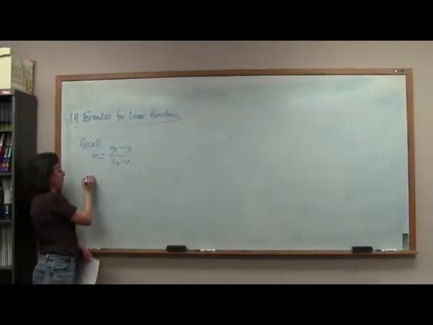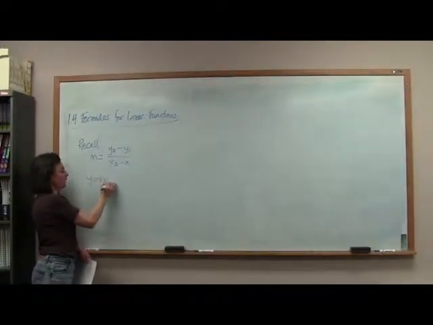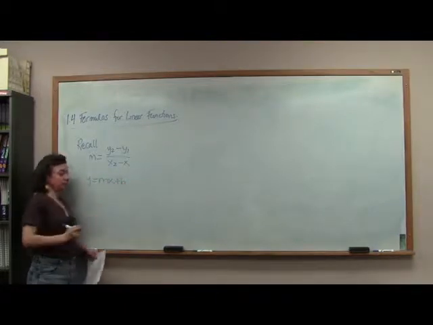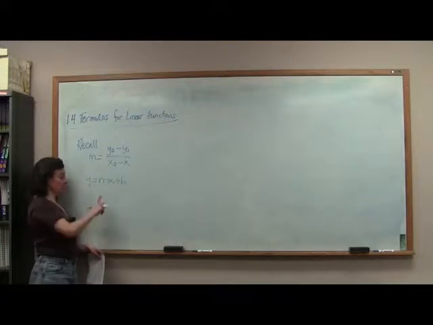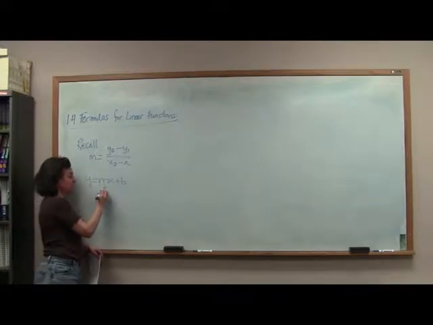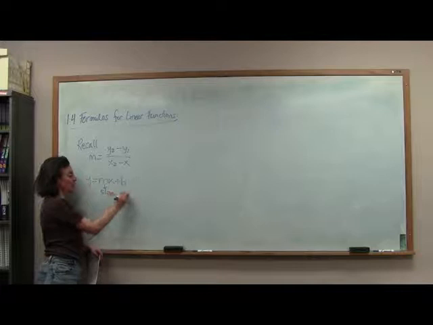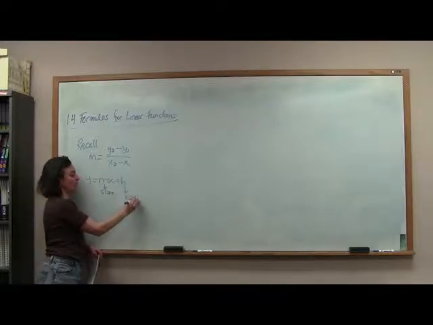Another thing you should recall is that we have y equals mx plus b. This is the equation of a line in what we call slope-intercept form, precisely because the m is the slope and the b is our y-intercept.